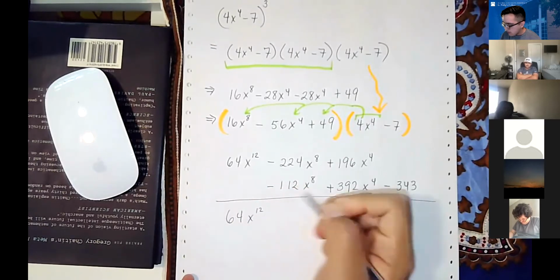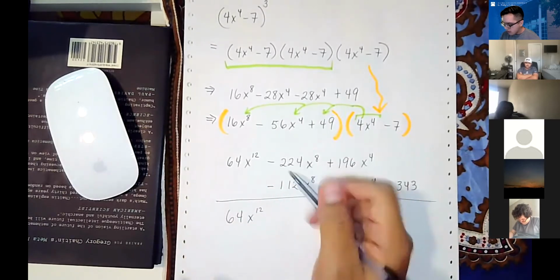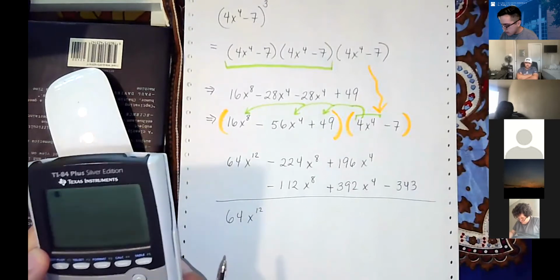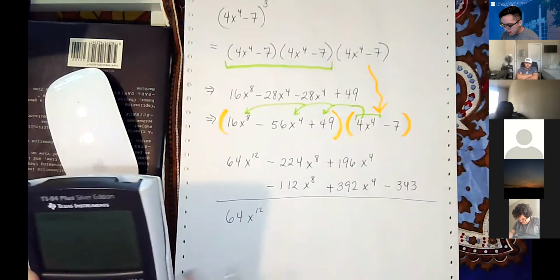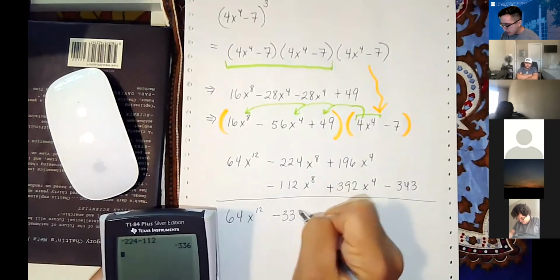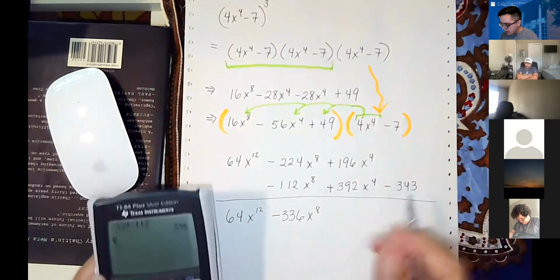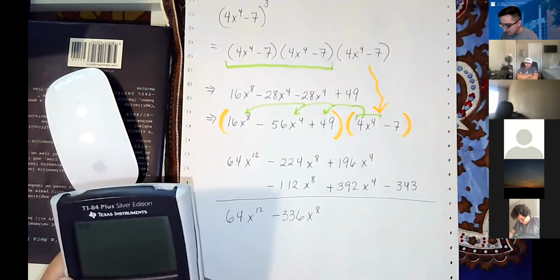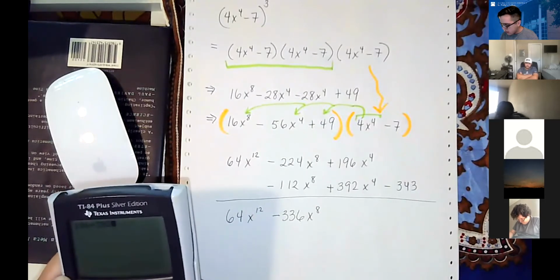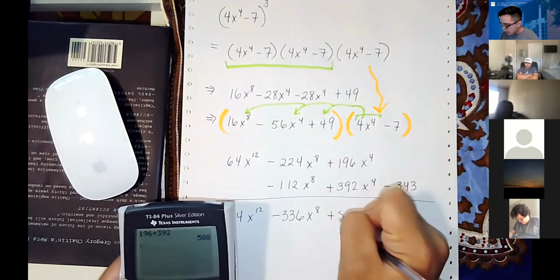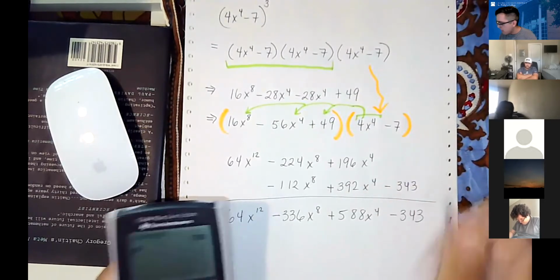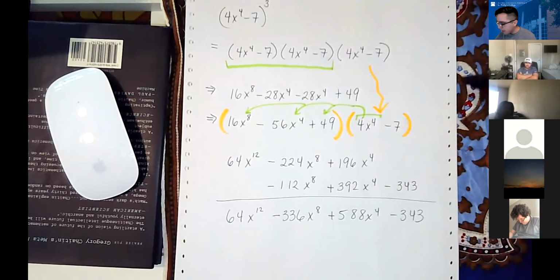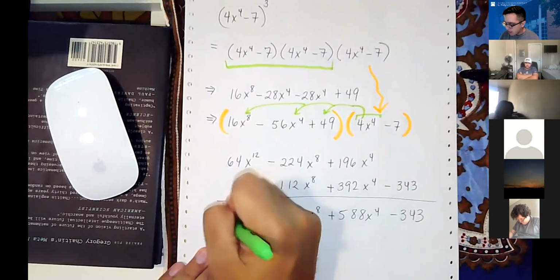64x to the 12. Nobody knows what this is. It eludes scientific explanation. Minus 336x to the 8th. 196 plus 392 is positive 588 x to the 4th minus 343. Anybody get something different? It's very possible that I made a mistake while trying to rush and calculate that.